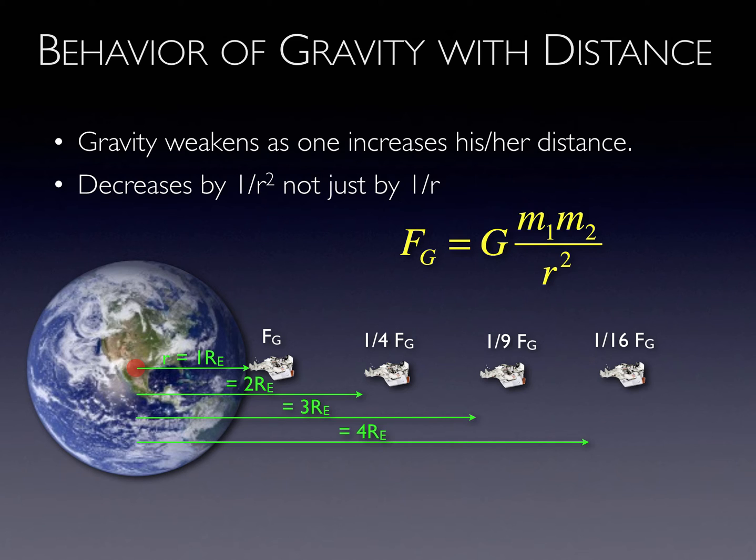On the surface of the Earth, an astronaut would have a force equal to her weight. That is, at 1 Earth radius, the gravitational force on her by the Earth is 1 Fg. At 2 Earth radii, the gravitational force goes down by a factor of 2 squared, or 1/4 Fg. At 3 Earth radii, it's 1/9 Fg, etc. The gravitational force weakens rather quickly with increasing distance. On the other hand, the gravitational force increases rather quickly as the distance decreases.